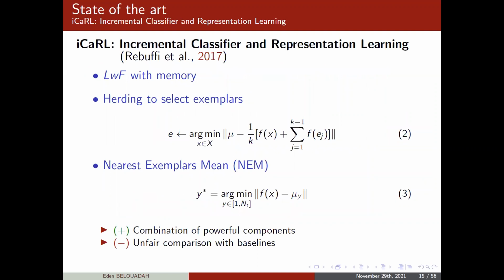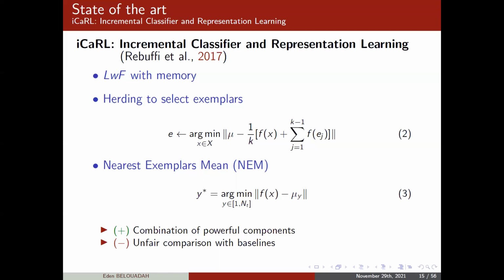The second method is called ICAR, and it's an adaptation of learning without forgetting to the case of incremental learning with memory. The authors propose a herding mechanism that helps us to select the best exemplars to fit in the memory. So mainly the exemplars selected are the subset of images that best approximate the real mean of the class. And finally, they propose a nearest exemplars mean classifier that is an adaptation of nearest class mean classifier. And here the predicted class is the class that has the nearest mean to the image that we want to classify in terms of a feature vector.